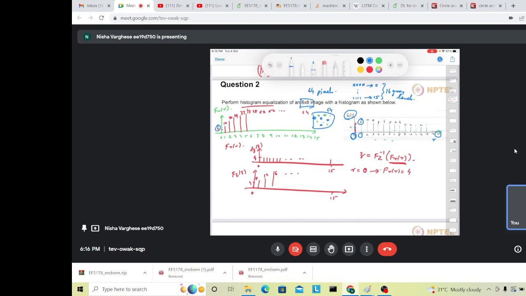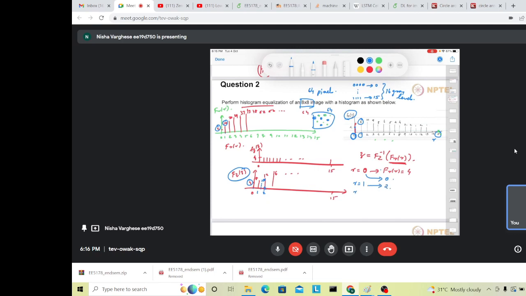Then where does that 4 lie in F_Z(Z)? 4 lies in 0 itself. So 0 will be converted to 0 only. Okay. Then we have R equal to 1. For R equal to 1, F_R(R) is 10. Then where does that 10 fall in F_Z(Z)? In between here. So you will take this 12. Then that value is at 2. So 1 will be converted to 2.